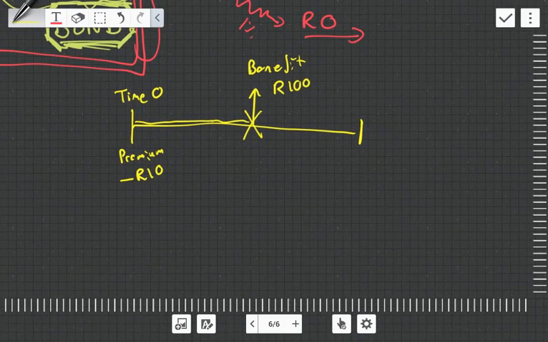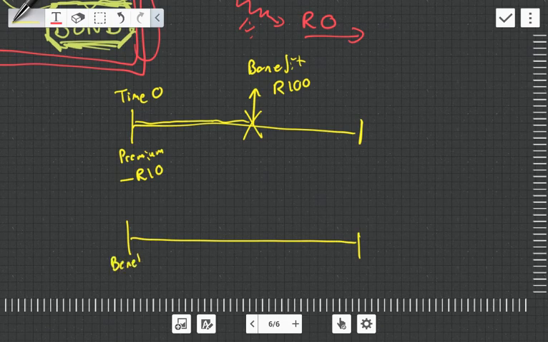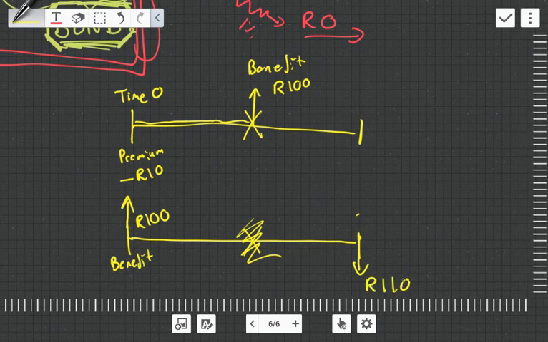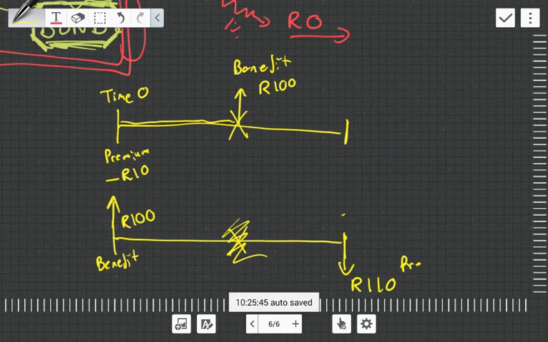With a credit-linked note, and also with, say, a catastrophe bond, what's happening is that you first get the benefit. You get the benefit of, say, 100 Rand over here, and you only have to pay it back if the event doesn't happen. If the event happens, you don't have to pay it back. So if this doesn't happen, then at the end you pay, say, 110 Rand back as the premium plus the amount.